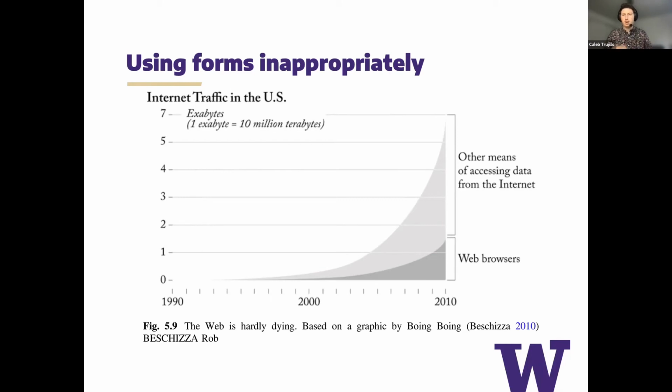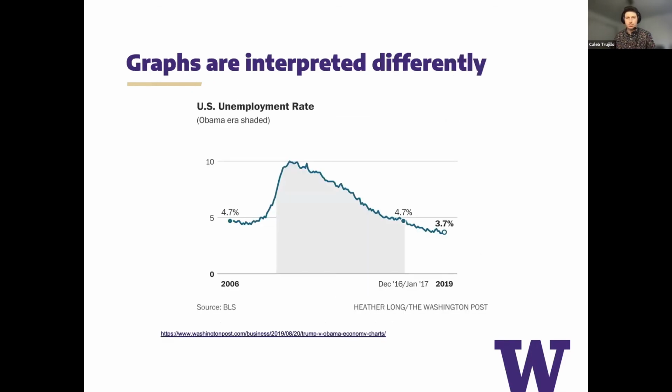So I'm going to talk about an example that is kind of old now, but I think still pretty relevant. During Obama's time as president, he got a lot of slack for having such a high unemployment rate. If you look at this graph, it shows the unemployment rate over time, starting in 2006 and ending in 2019. As you can see, it goes up quite a bit. Now, the shaded area is his time in office.